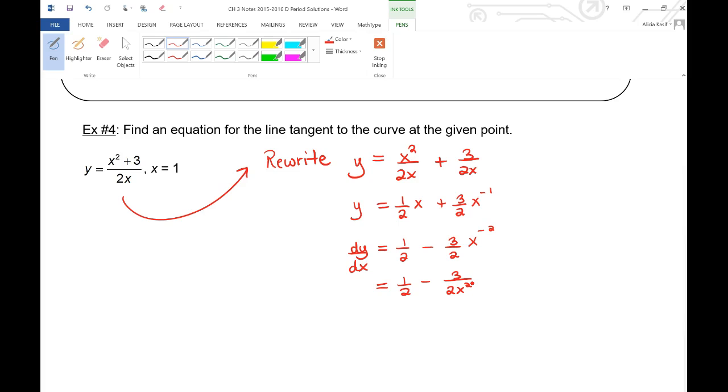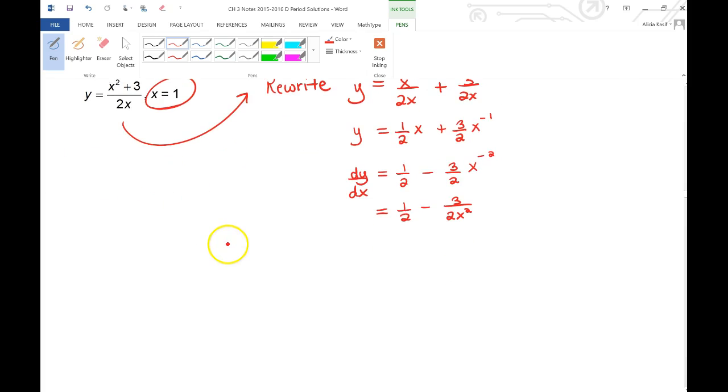Okay, so now I want to find the equation of the tangent at x equals 1. So what do I need to write the equation of a line? I need the slope, and I need the point. So far I have the formula for the slope, and I have the x coordinate. You do not need to find the common denominator. You could if you wanted, but I wouldn't bother. This is simplified enough for me. I don't need you to go any further.